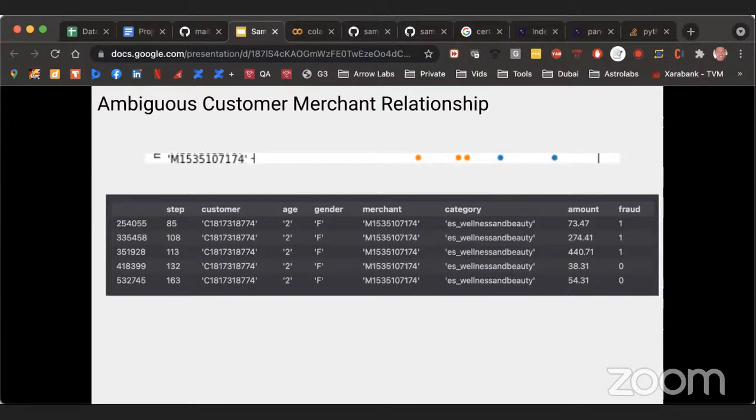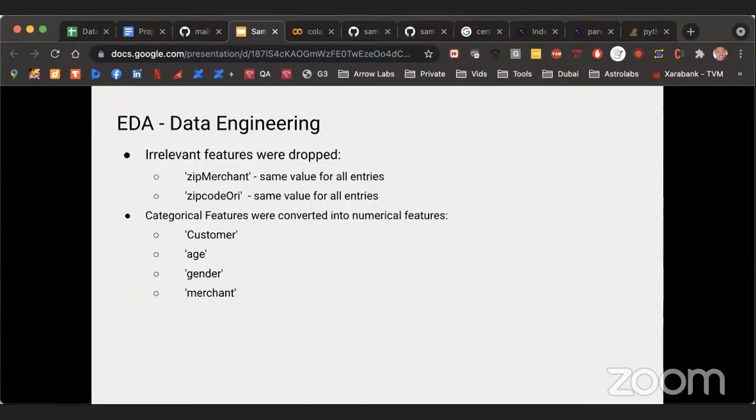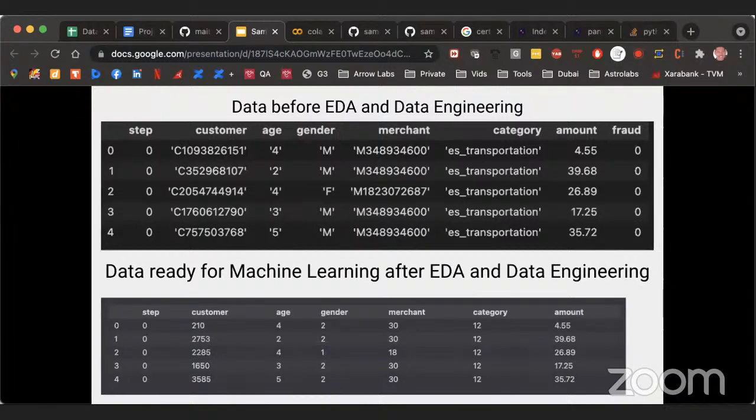It's very difficult by just looking at the data to identify what could be logical reasons for fraud or for the baseline, how machine learning could help, and what kind of information or features are actually useful. So we then did a second attempt and converted the categorical features into numerical features, meaning customer, age, gender, and merchant, because we couldn't exclude what kind of correlations were between these features. So we ended up with a data set looking like this after data engineering.